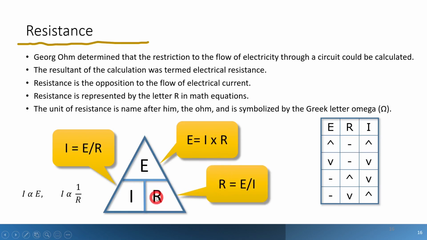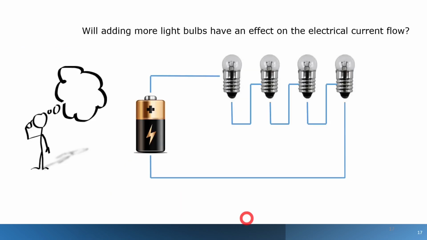And so here, right where the cursor is, cover that up with your thumb, and then you're left with E over I. So E over I, E divided by I, is going to be our formula to calculate resistance. Okay, so that's our Ohm's triangle, and I will hand out an information sheet that will have this on there for you that you can use in the future.